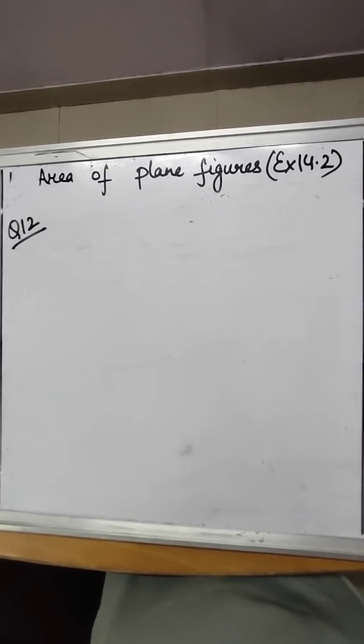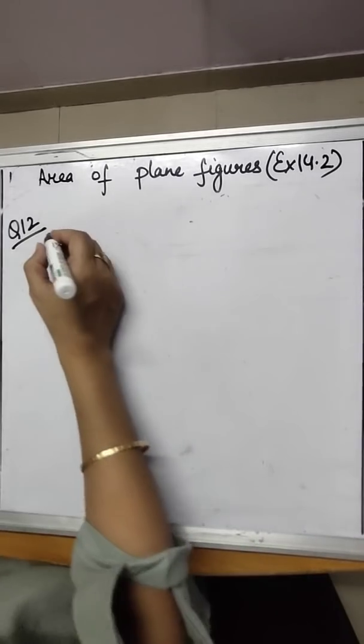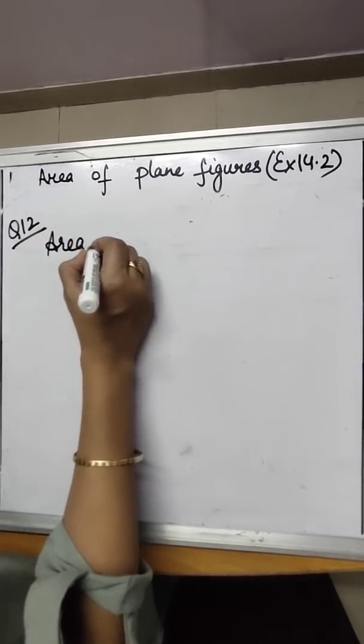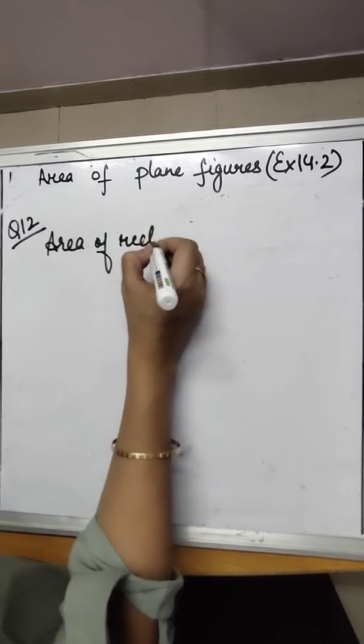Question number 12. If the area of a rectangular plot is 144 square meter and its length is 16 meter, find the breadth of the plot and the cost of fencing it at the rate of rupees 6 per meter. So this question has two parts. You have to find out two things. First, let's see what is given. So what is given? The area of the rectangular plot is given.